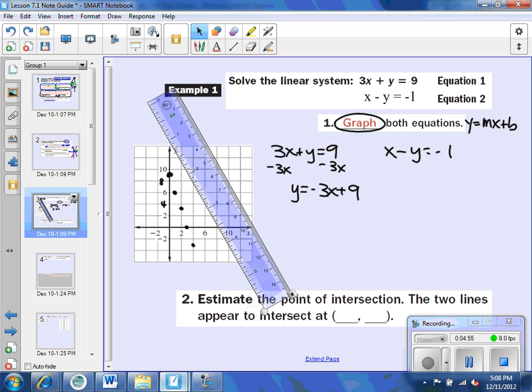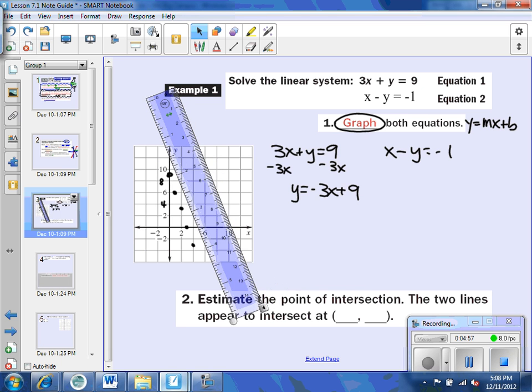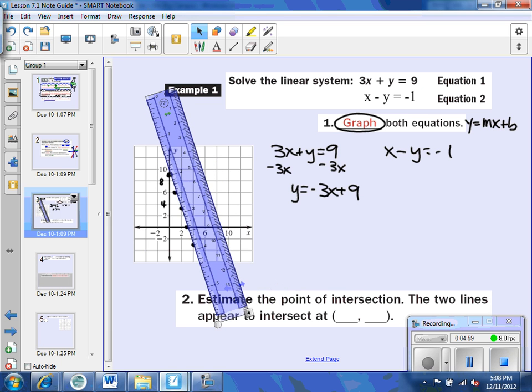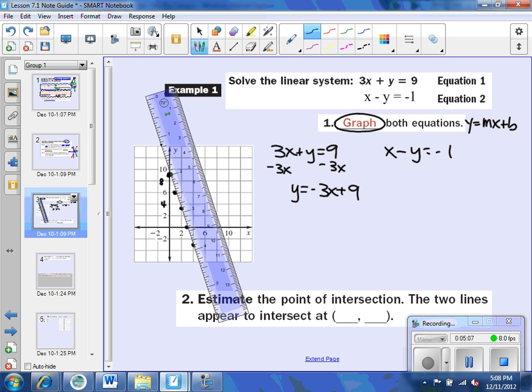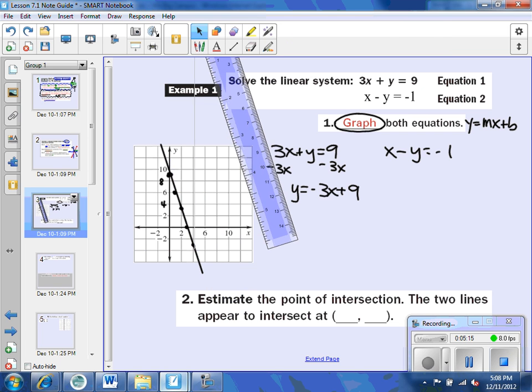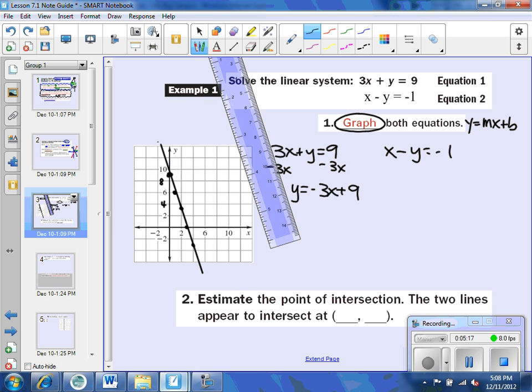Come on now, bud. There we go. All right, so I got my points all lined up, right? Well, I'm a little bit off, but here we go. So I'm going to follow my straight edge, following my straight edge. So there is the line of my first equation.